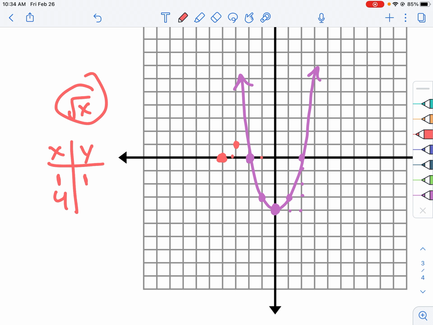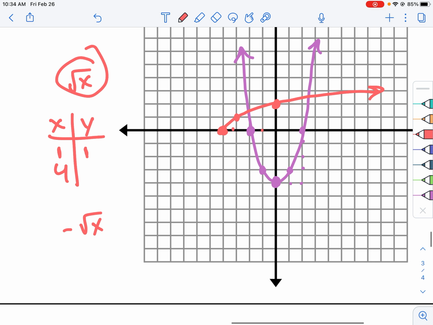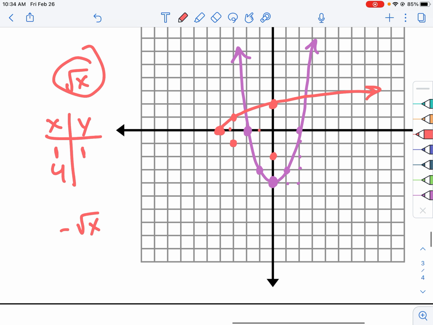The next easiest value to plug into the square root is 4. When you plug in 4, you get up 2. 1, 2, 3, 4, up 2. And that's good, right? So there's the top portion of this function. We also have negative square root of x, right? So that's literally just the flipped version. So negative 1, negative 2, and then we graph that.